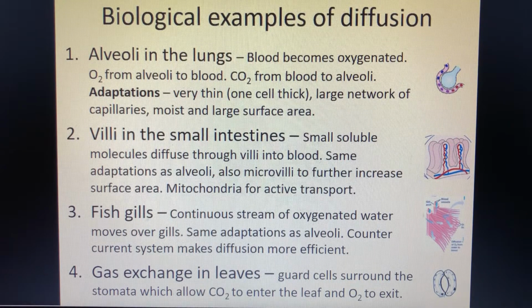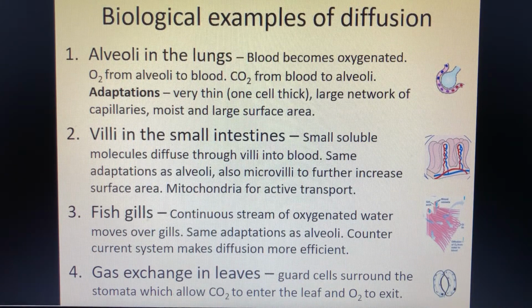Now, in the small intestine, we have all of this glucose. Okay, the starch has been broken down and turned into glucose, and the glucose is then small and soluble and is able to diffuse through the villi into the blood. Okay, this is how we get all the good stuff into the blood. Now, at first, that happens by diffusion because we've got a high concentration of glucose in the small intestine and a low concentration in the blood.